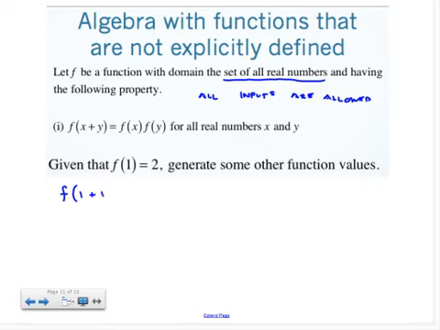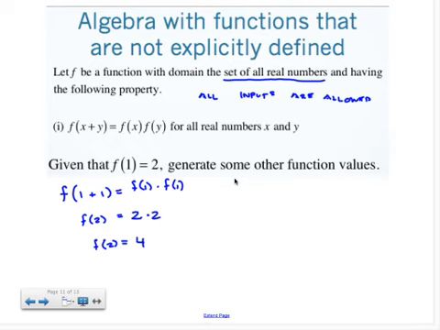If I do that, I get f of 1 plus 1, which would really be f of 2 when I'm done, equals what? F of the first thing, which is f of 1, times f of the second thing, which is also f of 1. And since f of 1 is 2, I get 2 times 2. So f of 2 is 4.